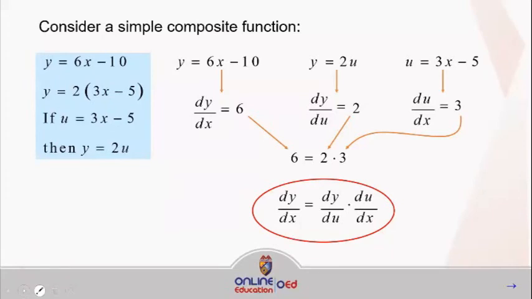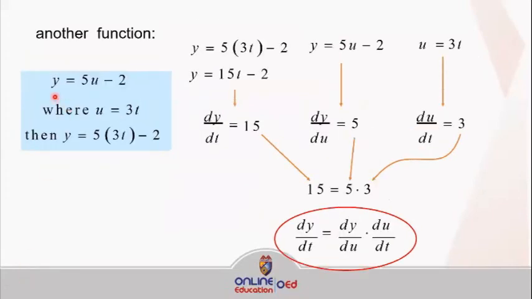Another example is, we also have here naman yung y is equal to 5u minus 2, where yung u natin is 3t. So, kabaliktaran siya nung value natin kanina. Kung kanina, yung value natin is nireplace natin by u. Dito naman, given yung u, may binigay lang tayong value ng u, which is yung 3t. Then, equivalent lang siya sa 5 times 3t minus 2.